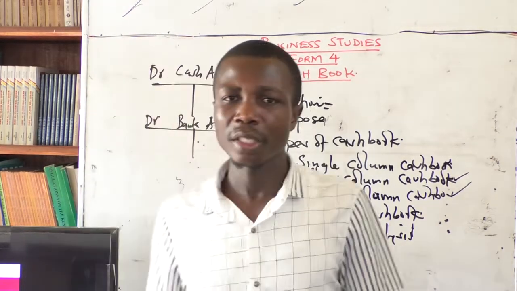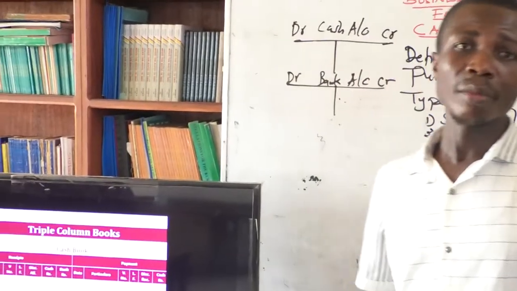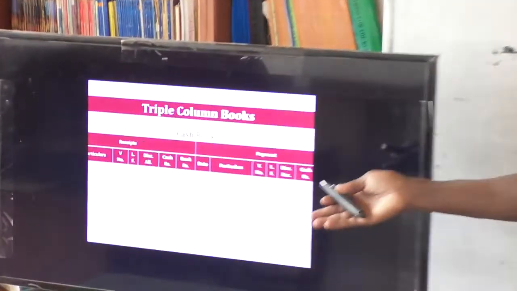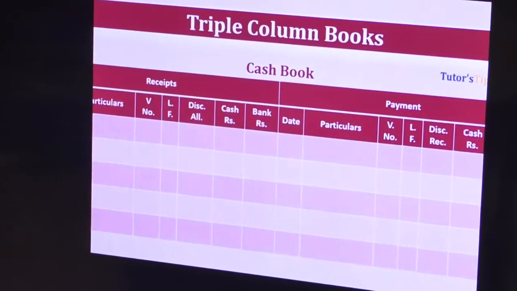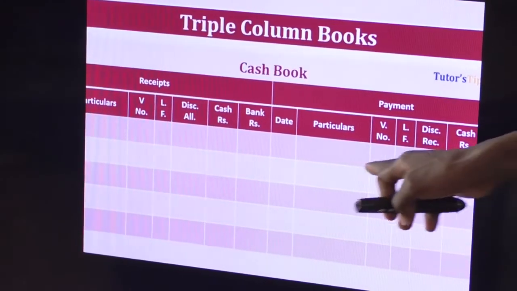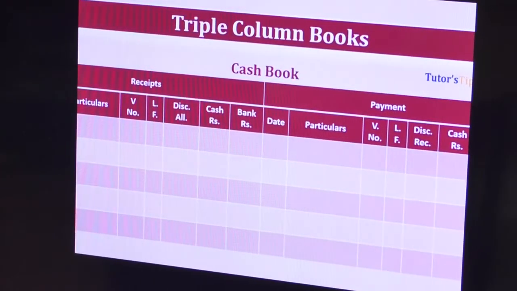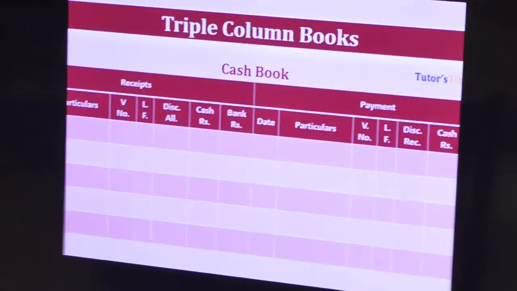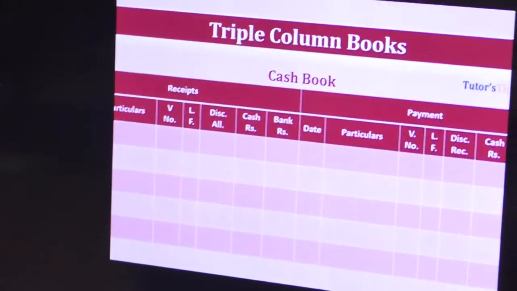So without wasting time, this is an example from a real business world. A cash book looks something like this. This one is a triple column cash book, which we'll talk about later. It's known as triple because you can see three money columns. That's why we call it a triple column cash book or three column cash book.